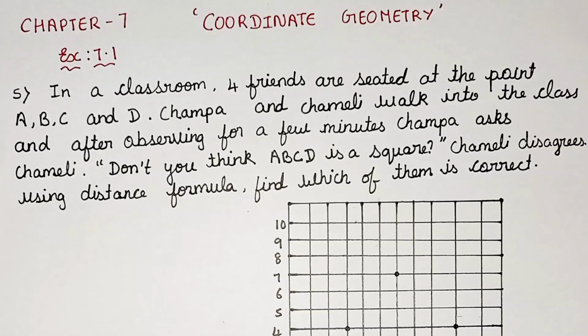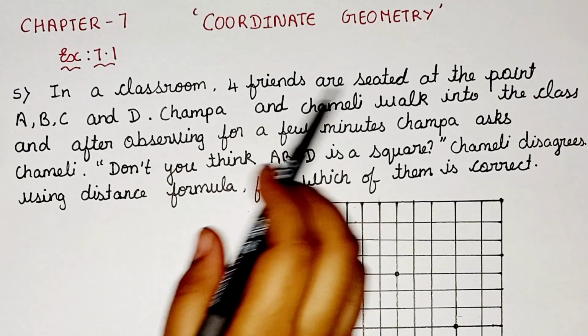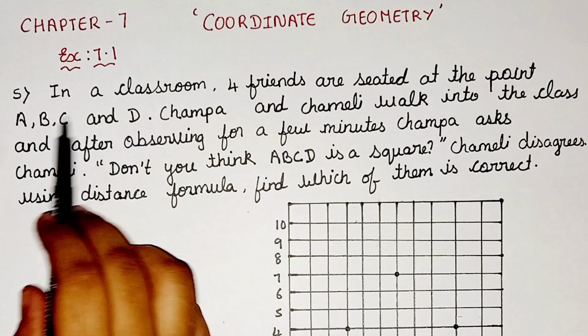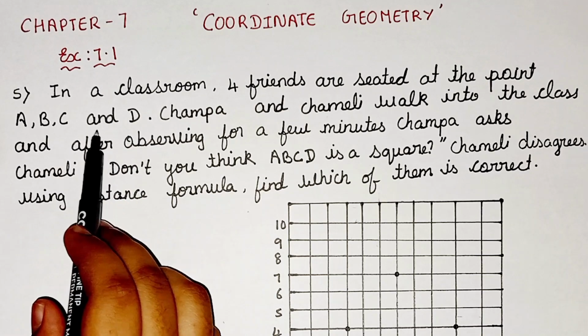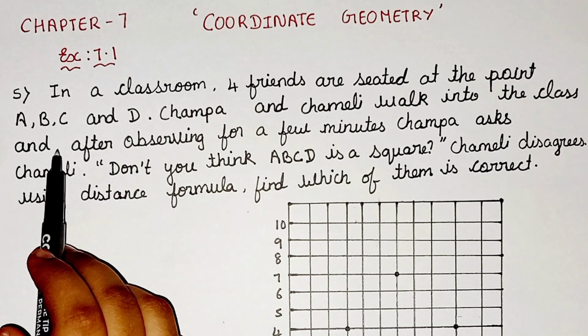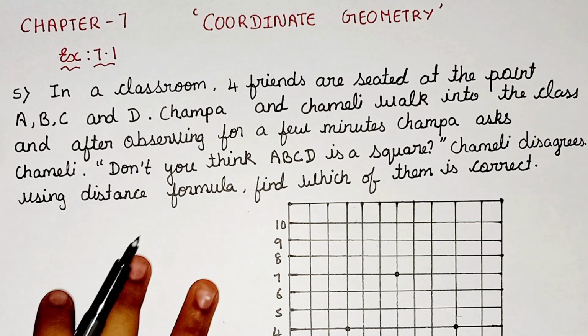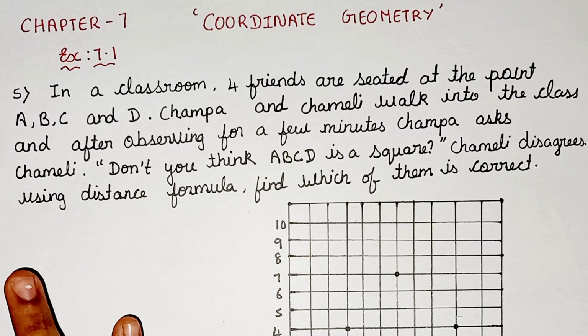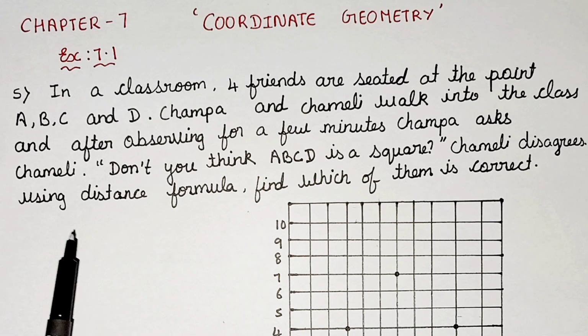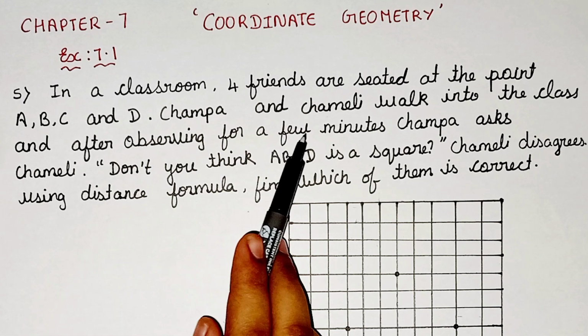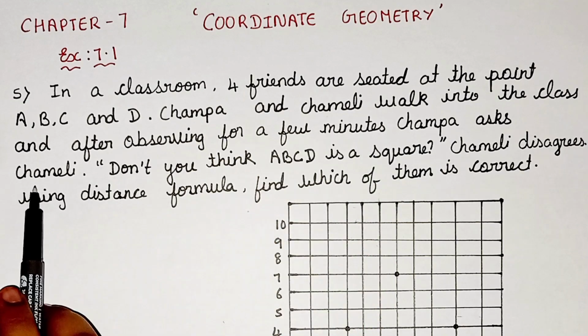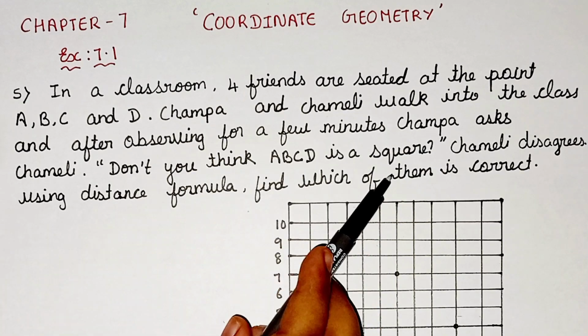Alright, guys, so there are 4 friends, they are seated at points A, B, C, D. You can just think they are sitting in random seats in a classroom. While they are sitting in some other positions, Champa asks Chemili, "Don't you think ABCD is a square?"